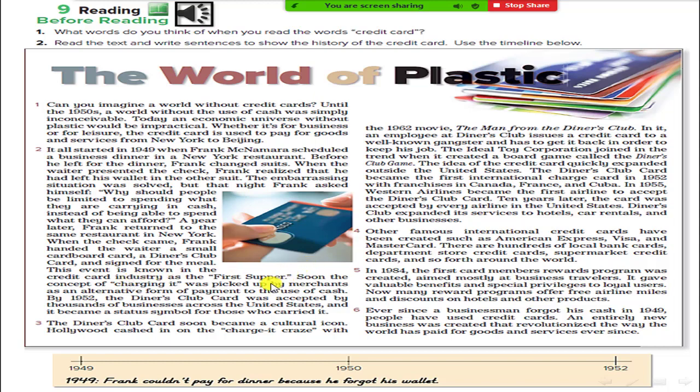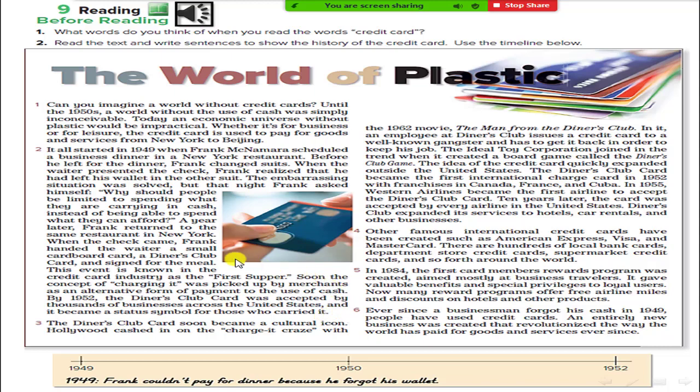Soon the concept of charging it was picked up by merchants as an alternative form of payment to the use of cash. By 1952, the Diners Club card was accepted by thousands of businesses across the United States, and it became a status symbol for those who carried it. Yes. Thank you, Muhammad.